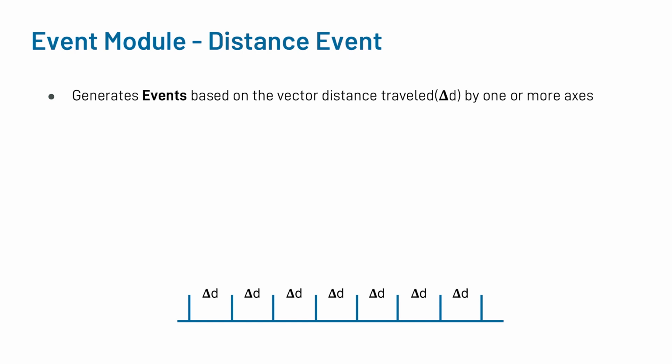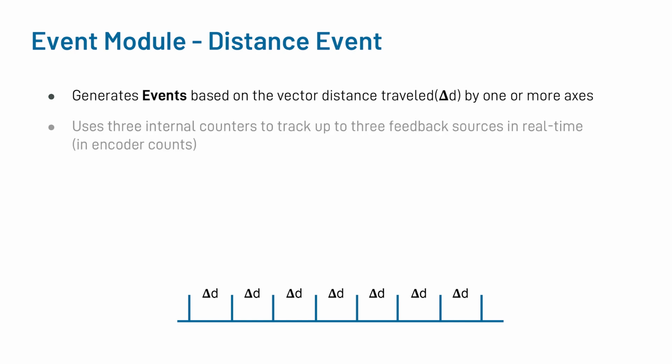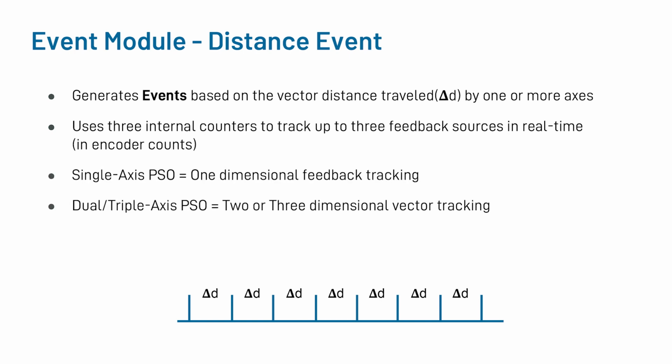So if we are tracking two or more axes, it is actually the vector move that we are tracking and firing based upon. We accomplish this by utilizing three internal tracking counters that essentially mirror the encoder signal that the drive is seeing. These counters are technically what the PSO is actually tracking. In Automation 1, Aerotech allows you to track up to 3 axes at once to allow for both single axis, dual axis, or triple axis vector tracking.